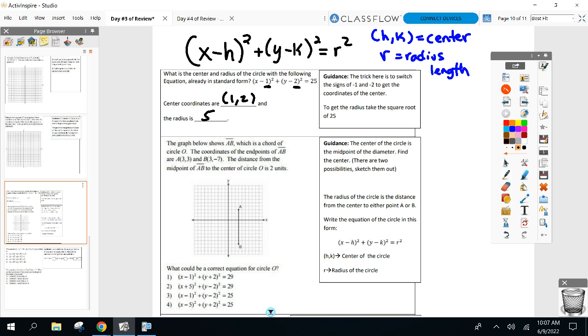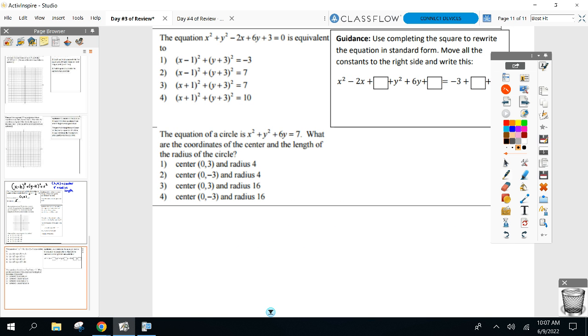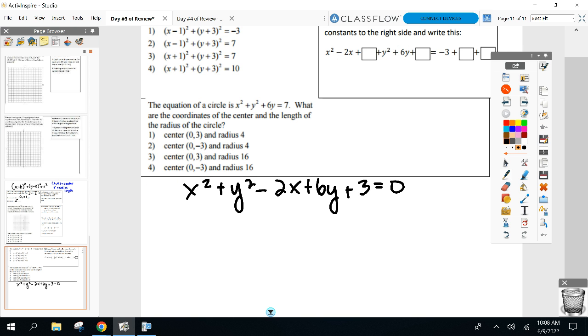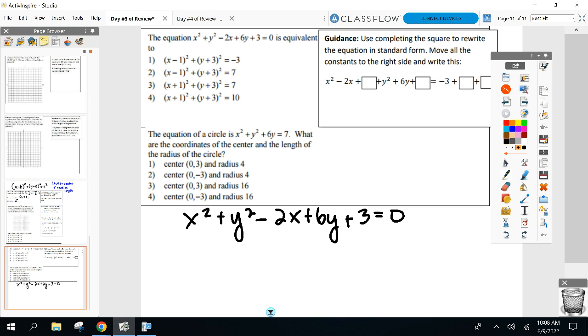I'm going to save this next problem to last. So let's go to this one right here. This is what you're not going to like, but will probably be on the exam. All right, put it into this form. Okay, that's what I'm asking you to do. Take this form right here and put it into the one we just had.